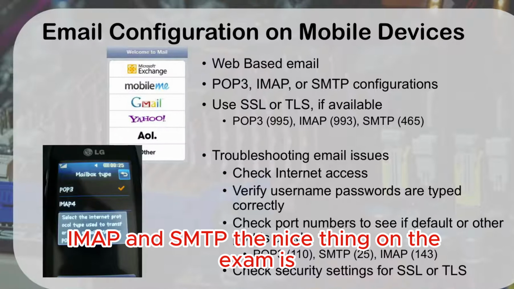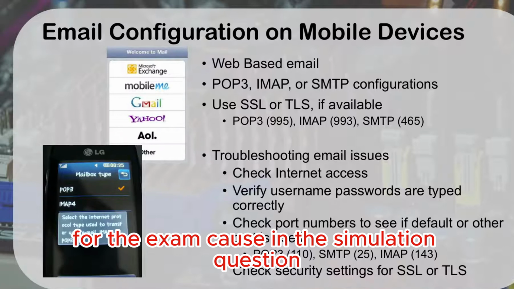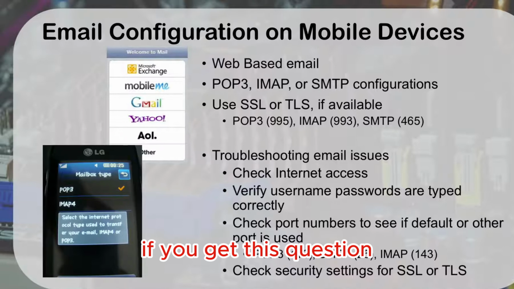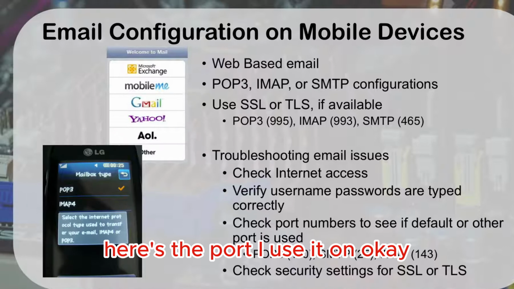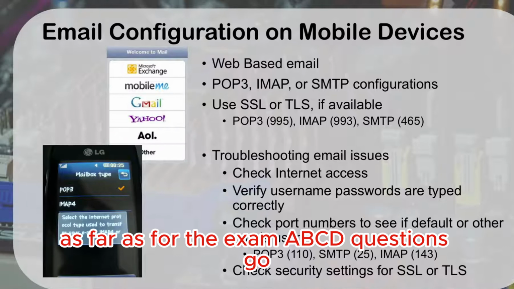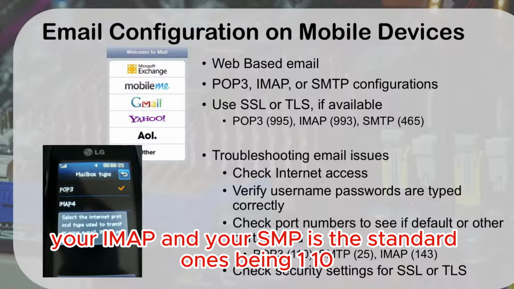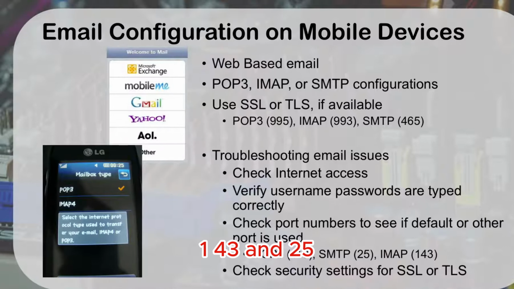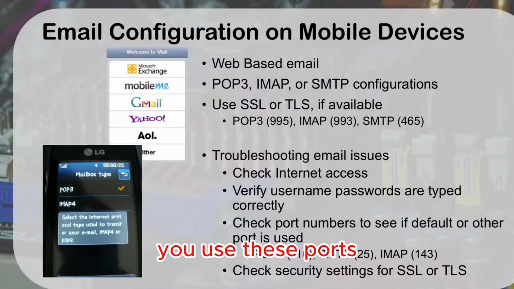The nice thing on the exam is you don't need to memorize these 3 port numbers. Because in the simulation question, if you get this question, they're going to tell you, here's my server name, here's the port I use it on, okay? So for your port numbers, as far as for the exam, ABCD questions go, if you remember your POP, your IMAP, and your SMTP as the standard ones, being 110, 143, and 25, you're still going to be fine. When you go secure, you use these ports, but you don't need to memorize them for the exam.